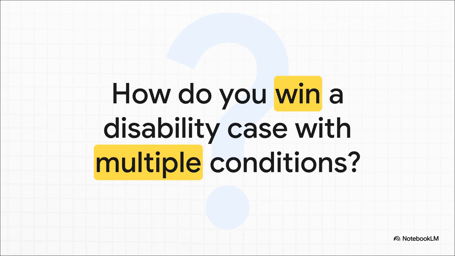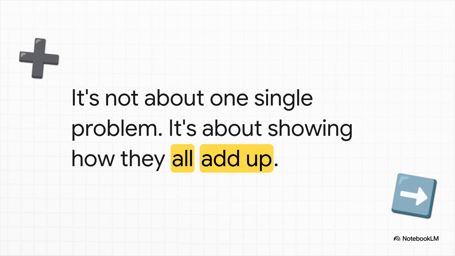It can really feel like the system is designed for a single, straightforward diagnosis. But your reality, well, it's a lot more complicated than that, isn't it? And that brings us to the most crucial point of all. Success isn't about proving that one of your conditions is severe enough all by itself. No. It's about painting a really clear, connected picture of how all your conditions, all your symptoms, and even the side effects from your medication all combine to make it impossible for you to work.